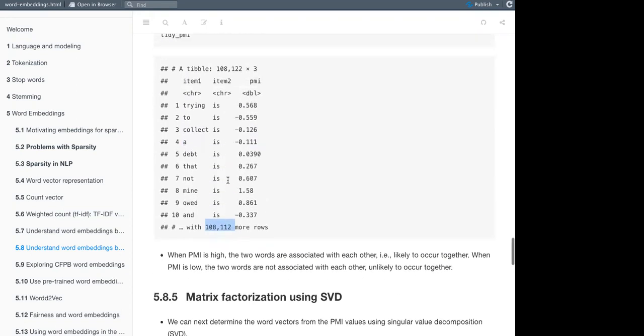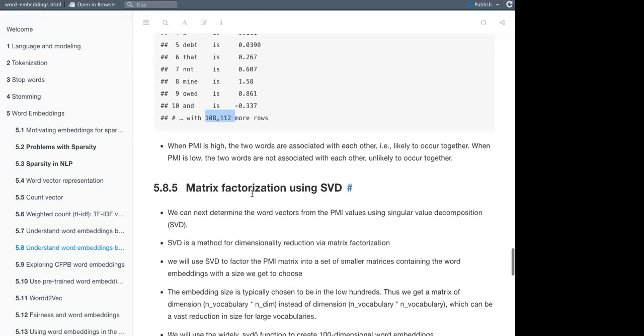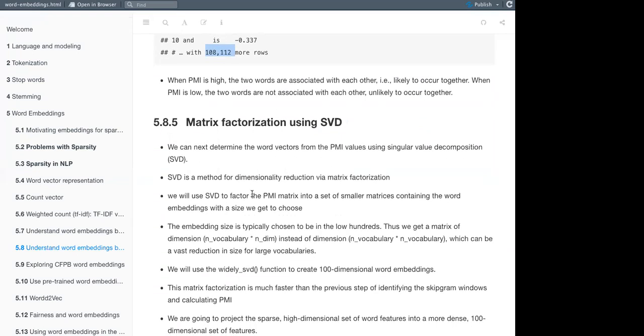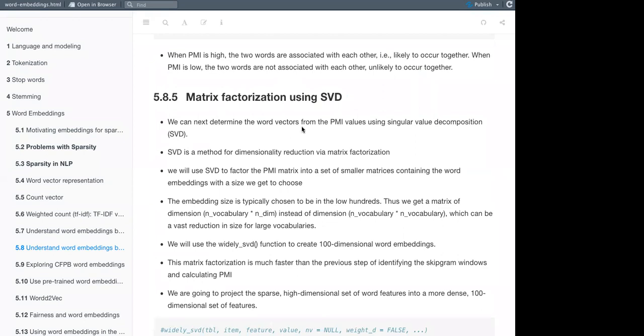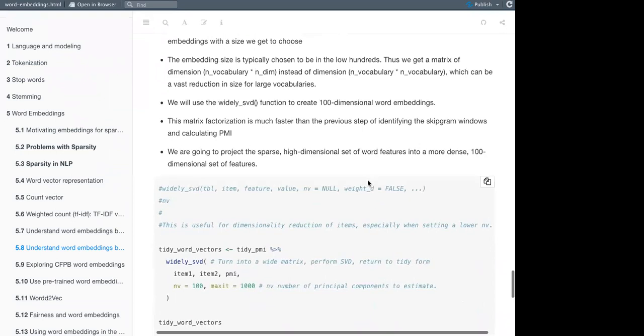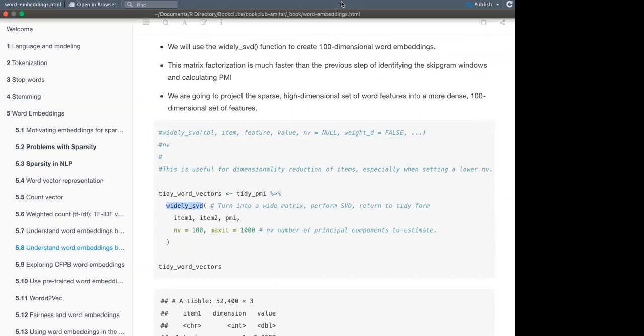Then the next step is to reduce the size of this large vector in a way that contains more information, which can be done using matrix factorization with SVD. So we next determine the word vectors from the PMI values using singular value decomposition, which is basically one of the methods of dimensionality reduction via matrix factorization. We're going to use SVD, using this function from tidyr, which is a wide SVD.